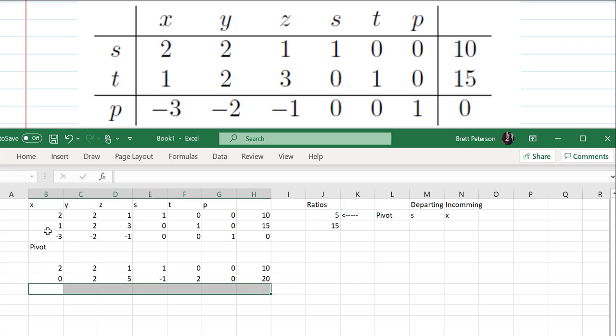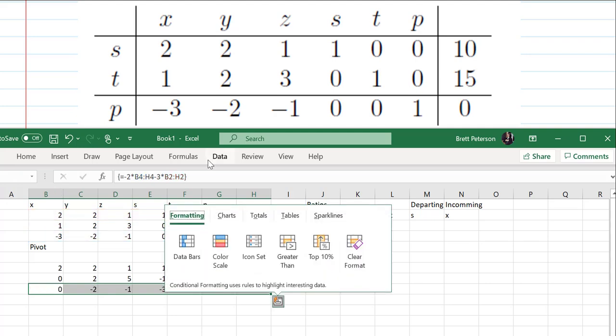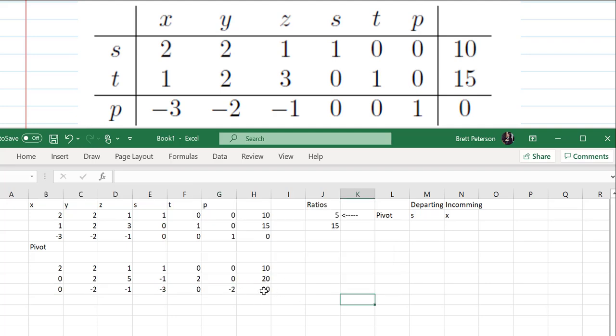So now we need to eliminate the 3 right here in this row. So the least common multiple between 3 and 2 is going to be 6. So let's go with equals negative 2 times, and let's do row 3. So that's going to be b4 through h4. And then I am going to subtract from it 3 times row 1, which is going to be b2 through h2. So notice this time when I press Shift, Control, and Enter, I end up with a negative number over here. So I immediately realize that I did the wrong elimination.